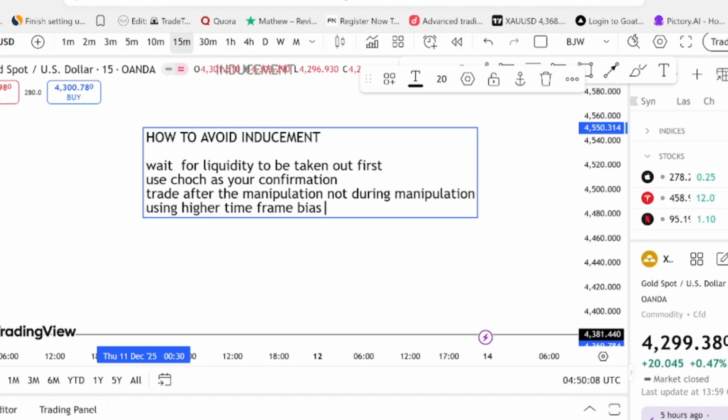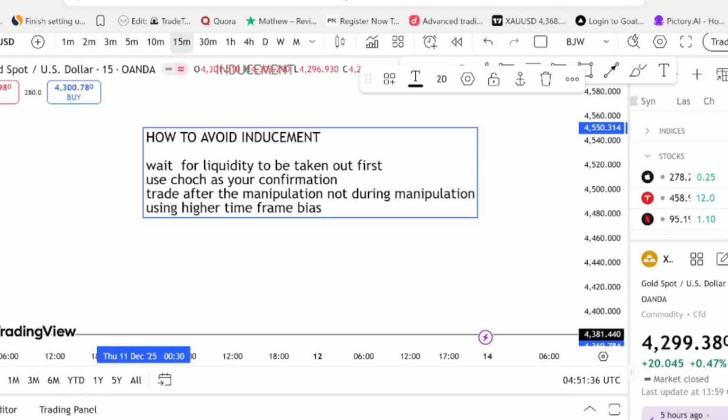So now you understand using the higher time frame bias. You've known that you need the higher time frame bias to also avoid inducement. These are things you need to avoid inducement, so that you don't lose money in the market. Right now I'm going to show you a clear example of inducement, and then you can follow it right there and also start trading inducement so you don't lose money.